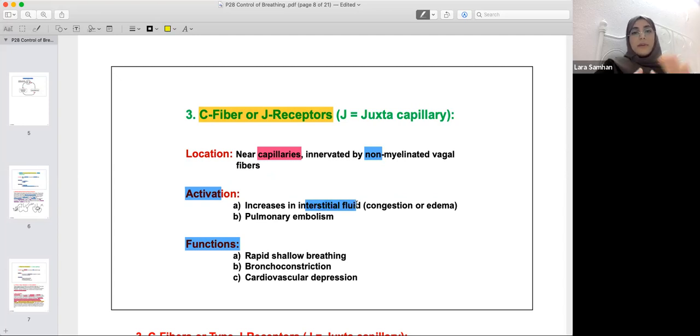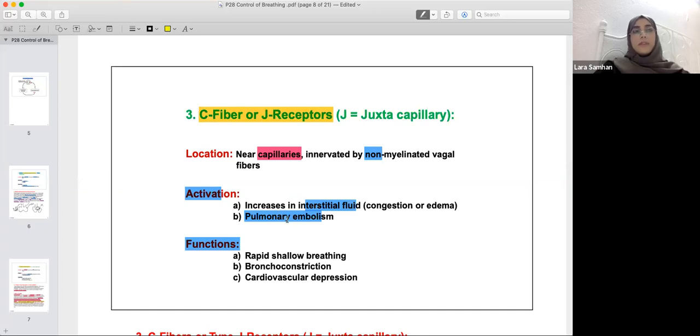If, for example, we have pulmonary embolism, increase in the interstitial fluid, if we have congestion, pulmonary edema, this C fiber and J receptor will immediately be activated and try as much as possible to compensate, so that we want to prevent any increase in the interstitial fluid and any pathology to the lung, like pulmonary congestion, like pulmonary edema. Now, the J receptor and C fiber will also be activated if we have PE or pulmonary embolism.